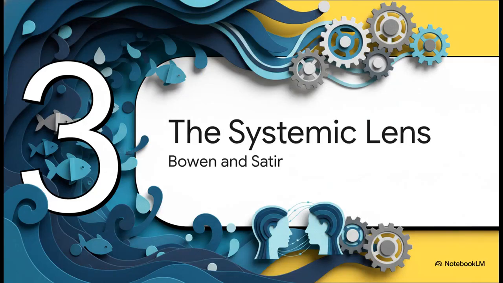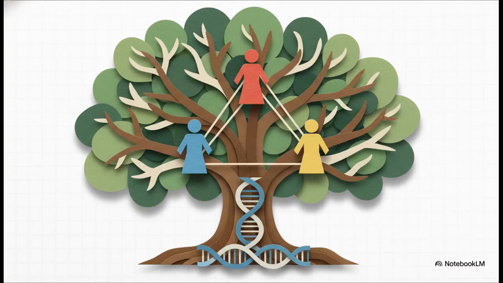Next up is Section 3, the systemic lens, where we'll look at the work of Bowen and Satir. Shifting gears from those deep psychoanalytic waters, we can compare two absolute titans of family therapy. They both shared a systemic view, but they utilized completely different tool sets. First up, Murray Bowen's natural systems theory.